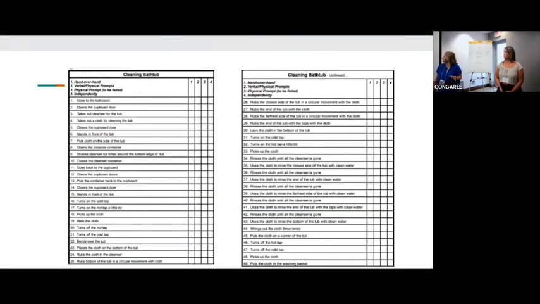So we have a few different examples, and I think we have some links to them too at the end. These are kind of hard to see, but we'll go through a couple of them just to show you. So this is a task analysis for cleaning a bathtub, and it has 49 steps in there. It's really broken down to: goes into the bathroom, opens the cupboard door, takes out the cleaner for the tub.